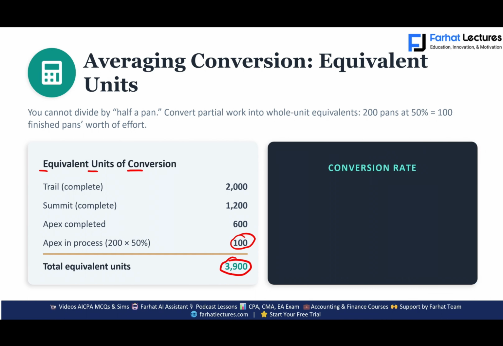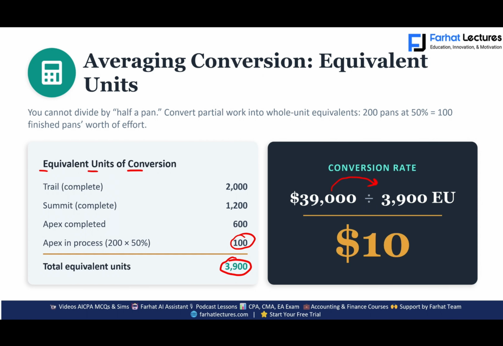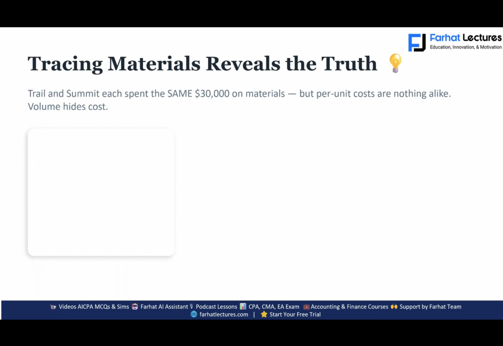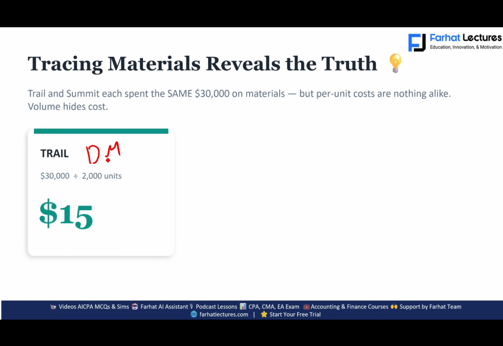And how much did we have in the pool? 39,000. 39,000 divided by 3,900, we have a conversion cost per unit equal to $10. Applies to every line. To every line means we have 3. So we add $10 of conversion cost for each, because conversion cost applies equally. We don't differentiate.